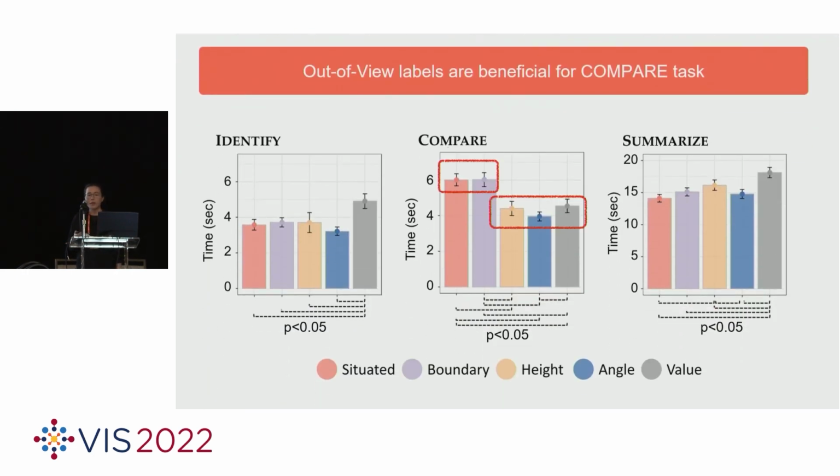I will share 3 main results. First, we found that users perform compared tasks significantly faster with the out-of-view object labels. It is mainly because users can compare multiple objects at once and do not need to scan the entire surrounding area.